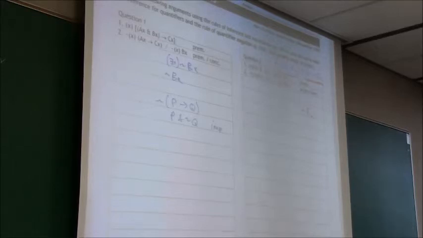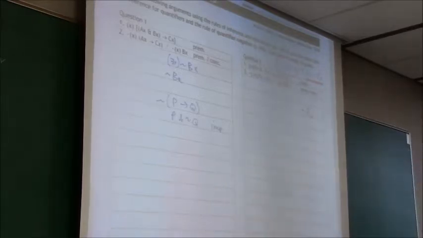Yeah, there's a mistake here. You need parentheses around here, and then you can't simplify. You're going to have to do De Morgan's law, like a bunch of these practice ones, and then you're going to have to do disjunctive syllogism to get that, not just simplification. But you're pretty close.